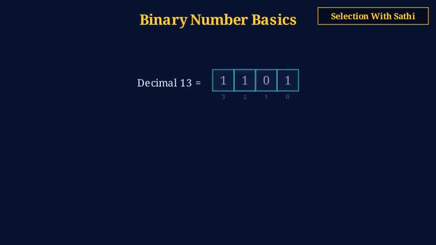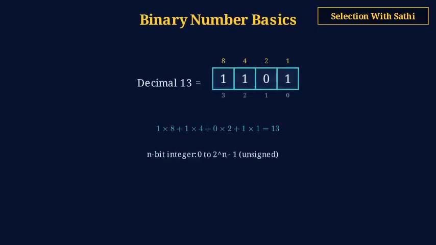Let us start with binary representation. Look at the code on the left. The number 13 in binary is 1101. That means 1 times 8 plus 1 times 4 plus 0 times 2 plus 1 times 1 equals 13. Each position i from the right represents 2 to the power i. In Python, bin of 13 gives the string 0b1101. To convert back, int of the binary string with base 2 gives 13.